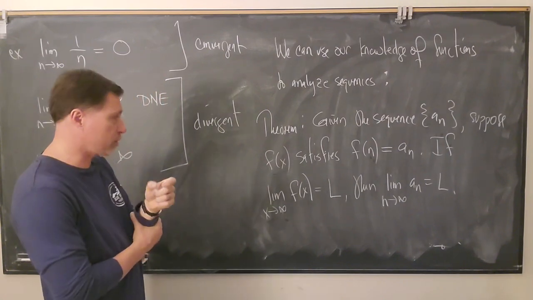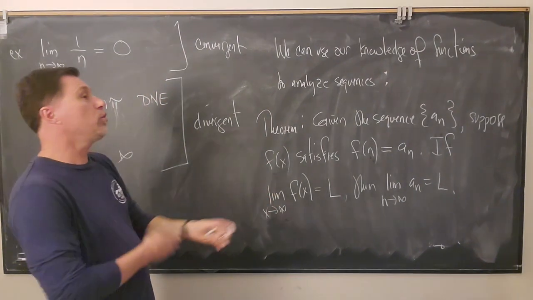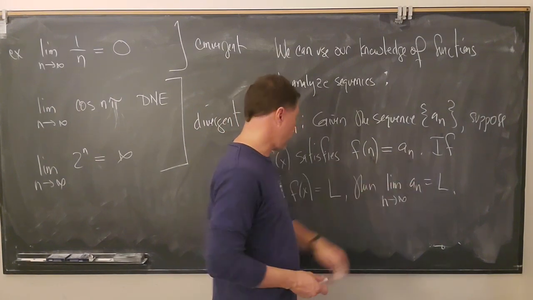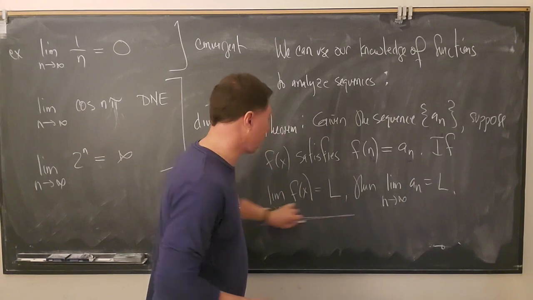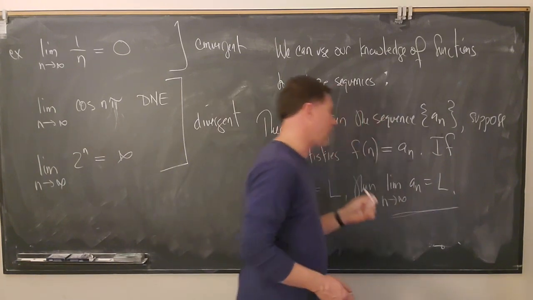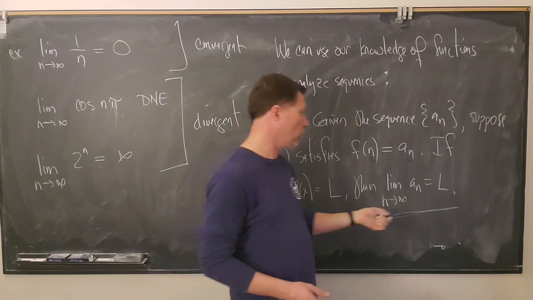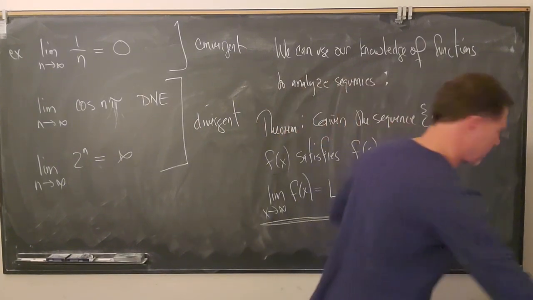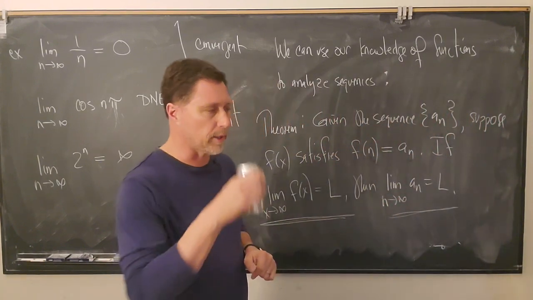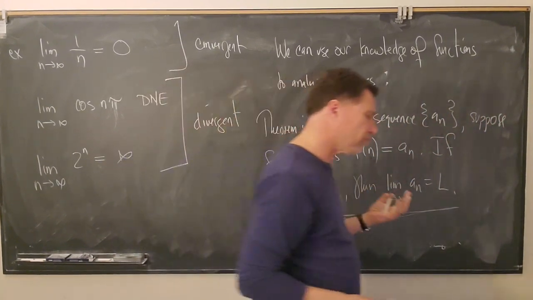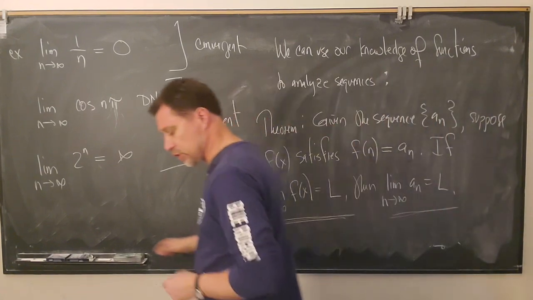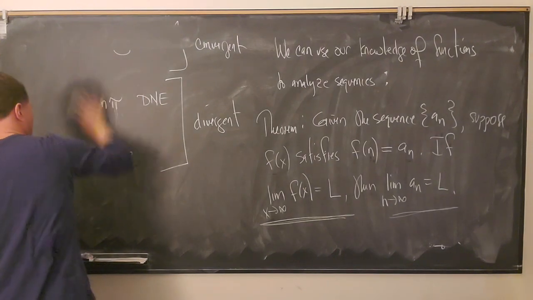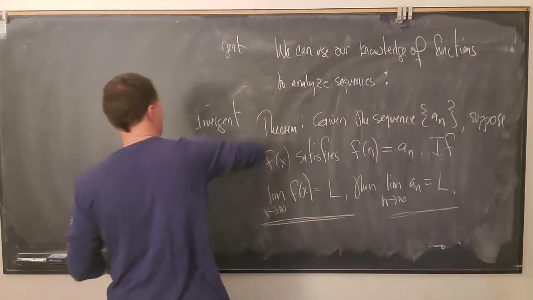Okay, so if we have a function whose behavior when we plug in integers matches the behavior of the sequence, then we can compute the limit of the function, and if we get the number L, then exactly the same result holds for the limit of the sequence. Now, there's nothing mysterious going on here. This function has a name, it's called the associated function. There's nothing secret or surprising here.